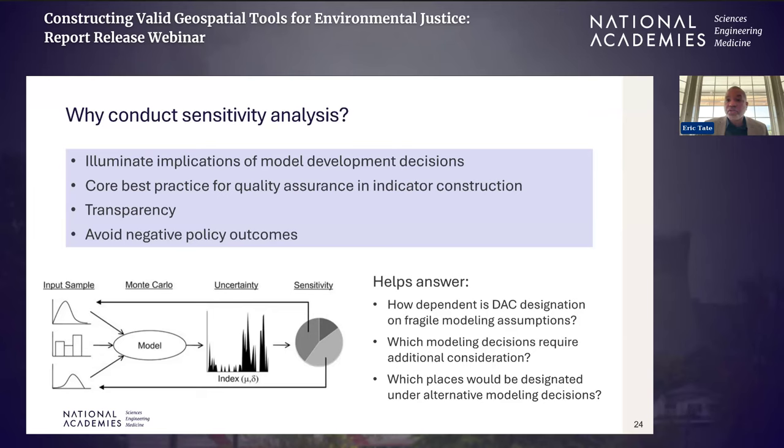And finally, to understand which places would be designated under alternative modeling decisions. So for example, how many places are designated when you build it this way or that way? What's the distribution of urban and rural places that are designated? What's the minority composition of the places in different modeling schema?